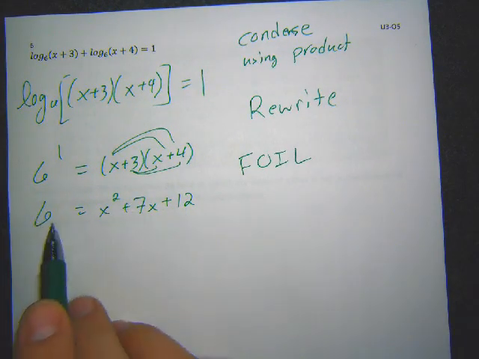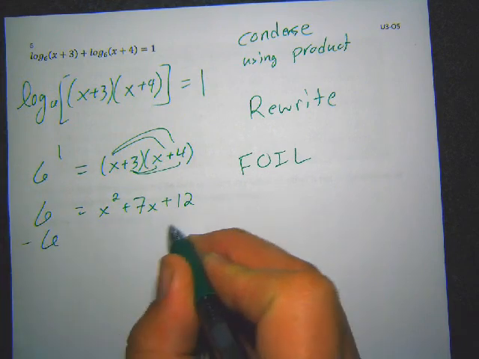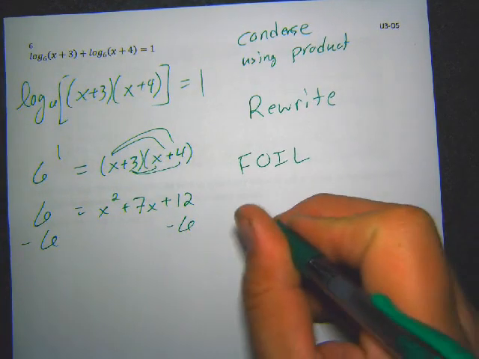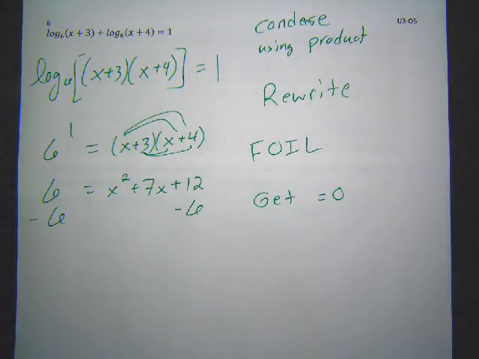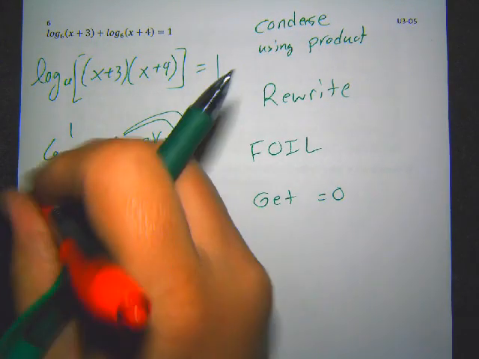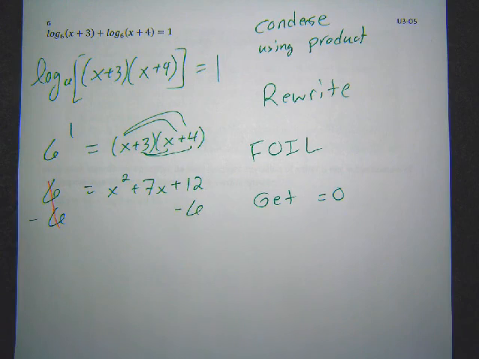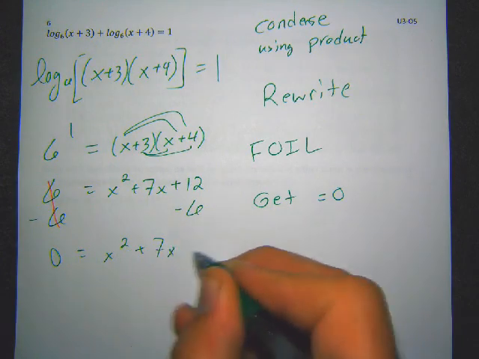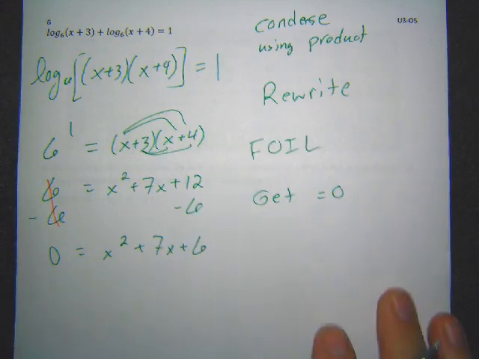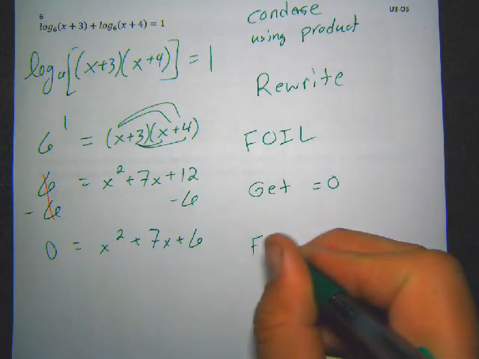I can get it equal to 0 if I subtract 6 from both sides. That's the way we solve quadratics, is we always get it equal to 0, and then either use the formula or we factor them. So 0 equals x squared plus 7x plus 6. And this one actually factors, so we'll just go ahead and factor it.